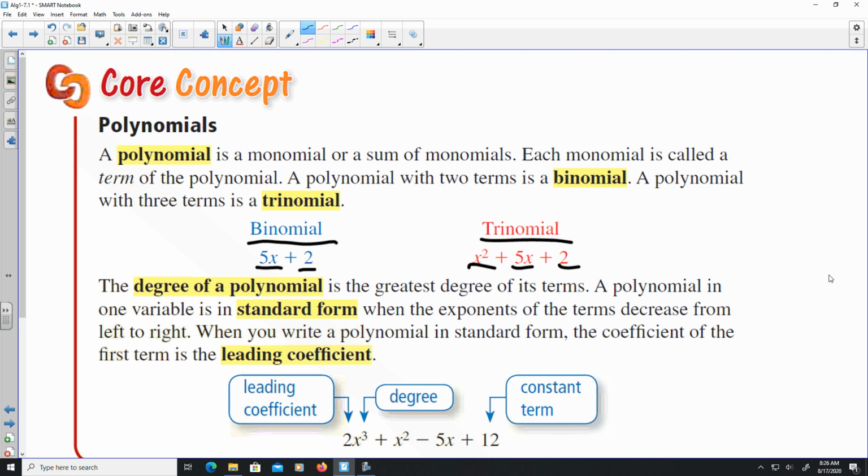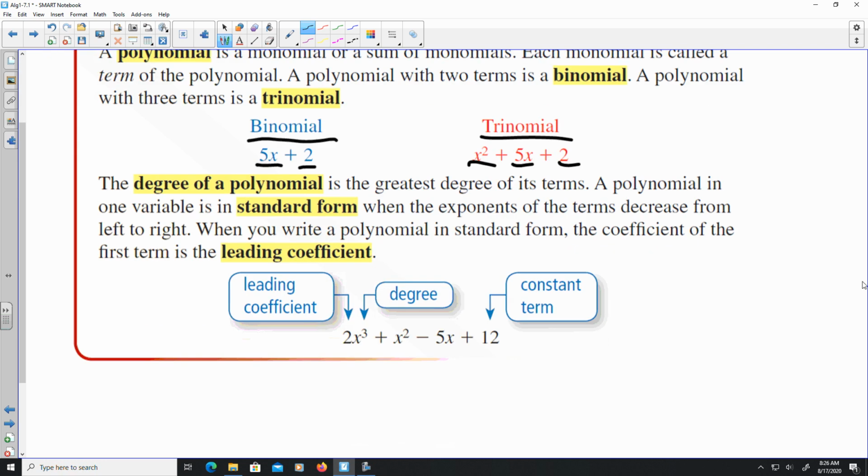In this case, you are going to look at being able to find the degree of a polynomial, standard form, and leading coefficient. If you look at the example below, you have 2x to the third plus x squared minus 5x plus 12. That's a four-term polynomial. It's four terms.